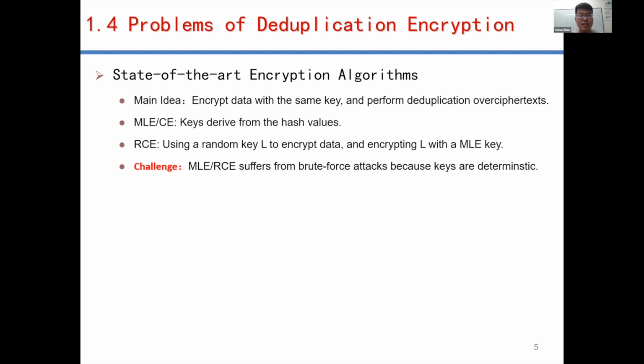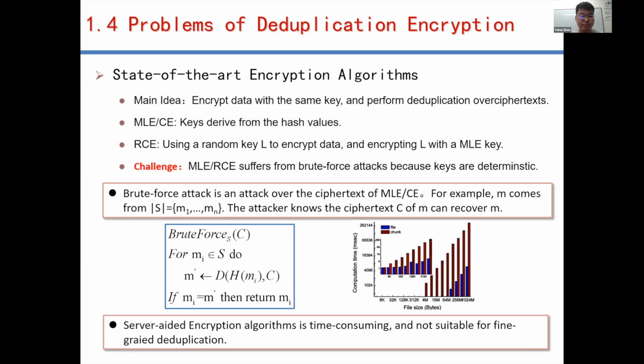A similar algorithm is random convergent encryption. It uses a random key to encrypt data, and encrypts the random key using an MLE or CE key. However, message locked encryption or convergent encryption suffers from brute force attack because the keys are deterministic and keyless.